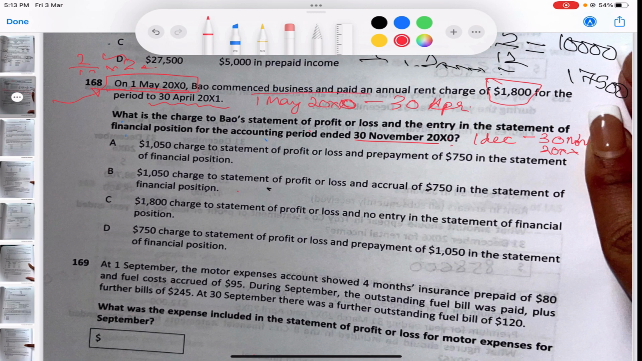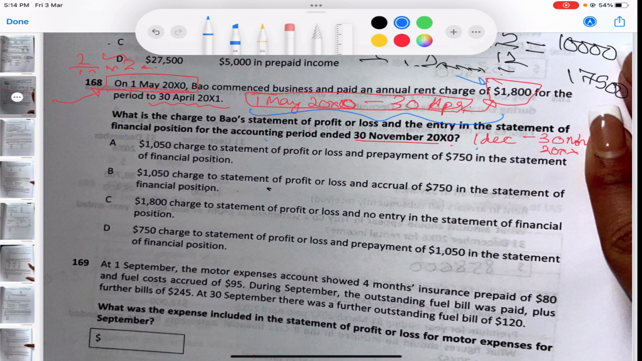So this is the period for which the rent has been paid. Now we have to basically just adjust it with the year of our concern. So from 1st December to 30 November, what is involved? December, Jan, Feb, March, April. 5 months. 5 months out of these belong to this year, right? You understanding the point?